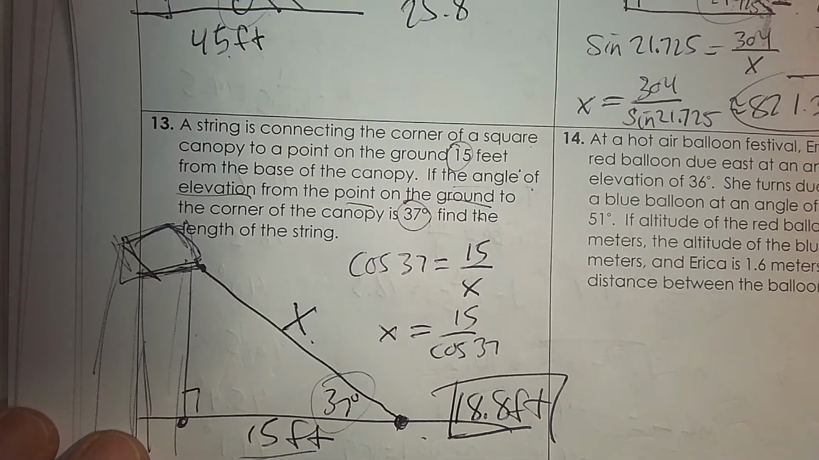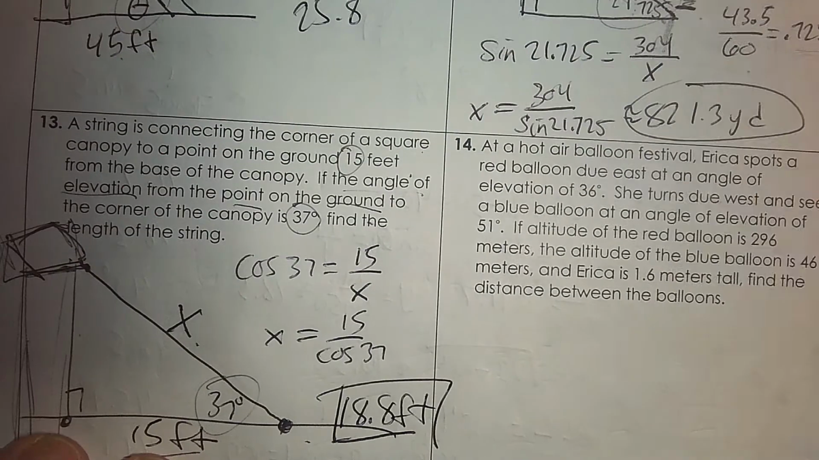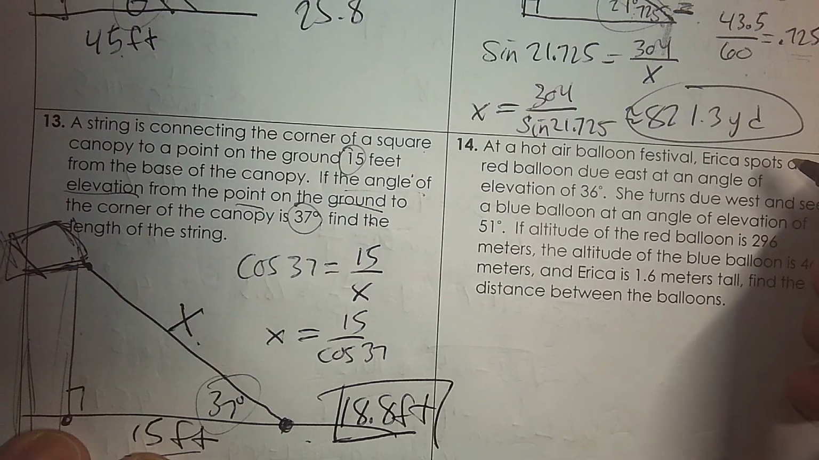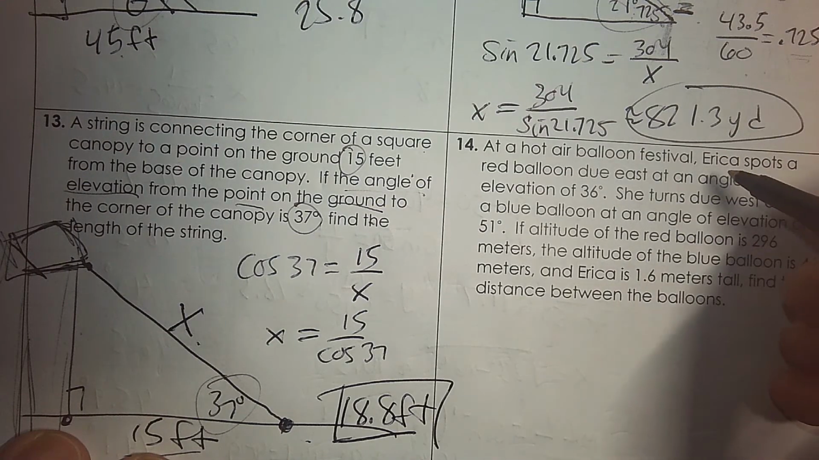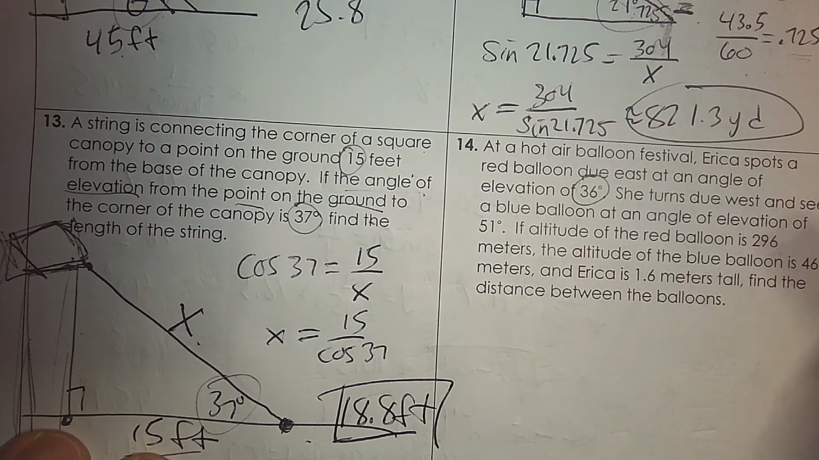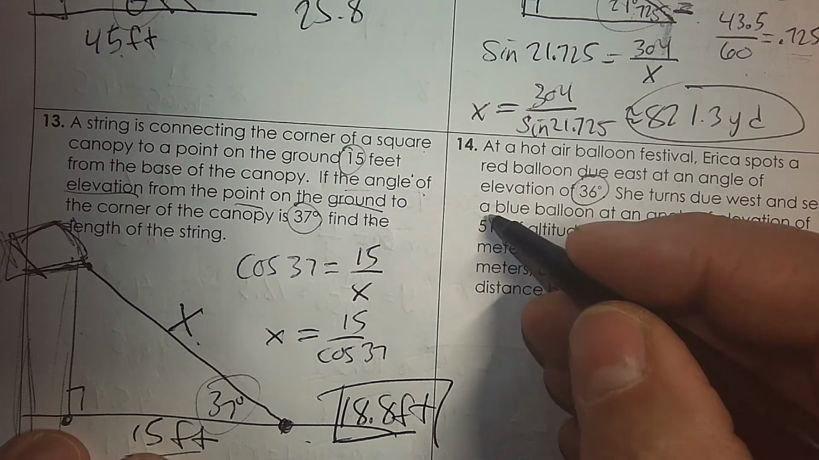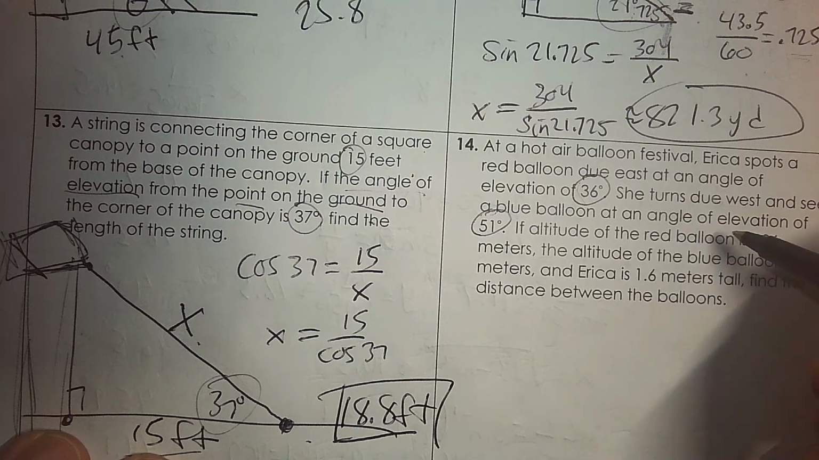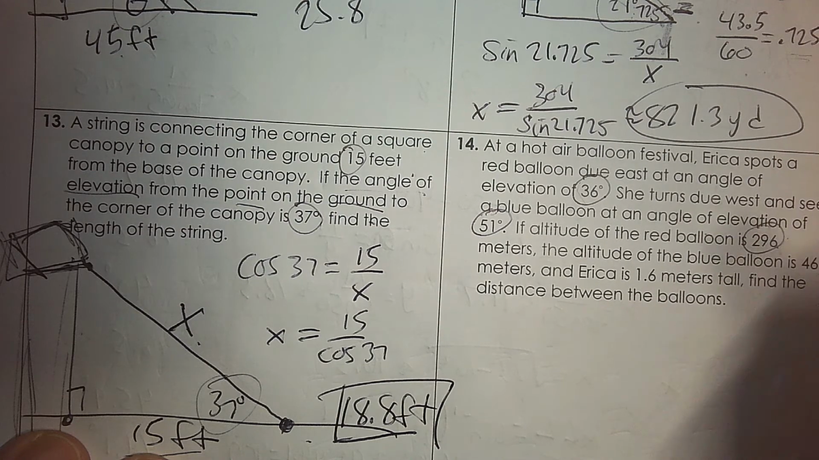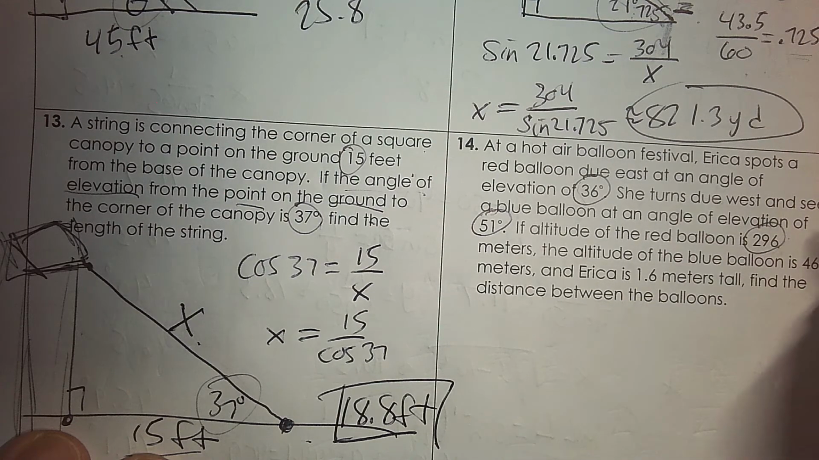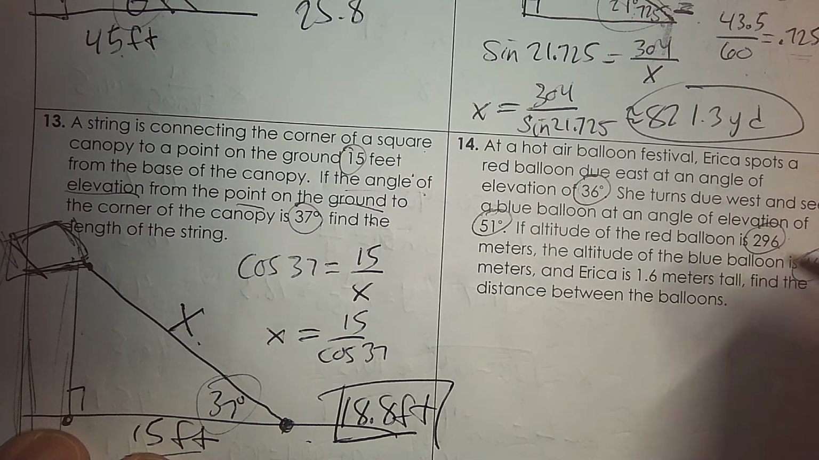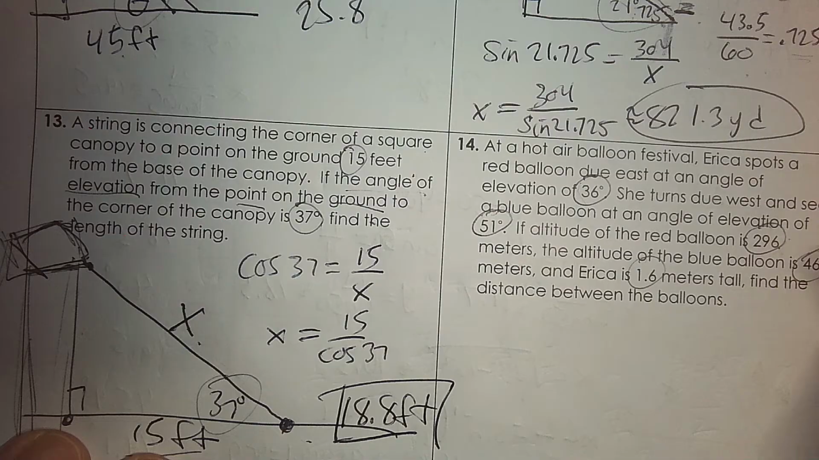All right, last one. A hot air balloon is at a festival. Erica spots a red balloon due east at an angle of 36 degrees. She turns due west and sees a blue balloon at an angle of 51 degrees. If the altitude of the red balloon is 296, the altitude of the blue balloon is 461, and Erica is 1.6 meters tall, find the distance between the balloons.